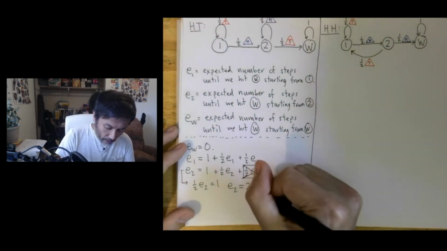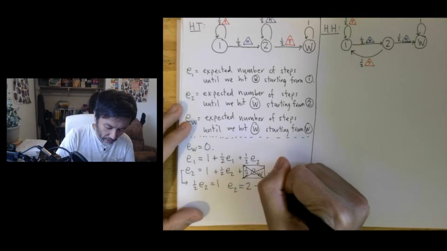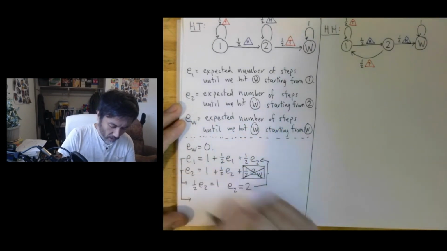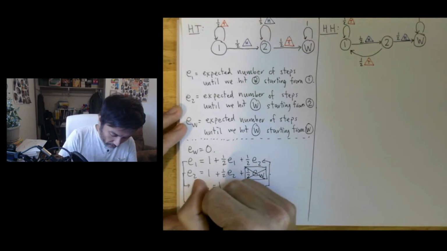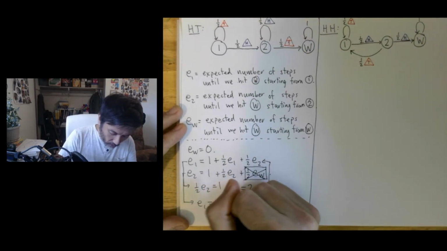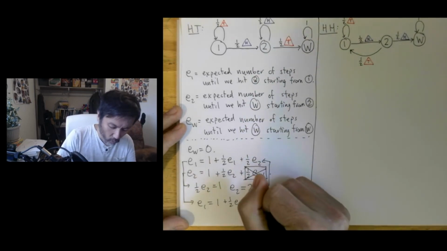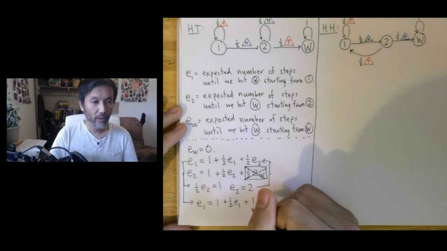Easy to obtain now because we can take this E2 value, we can shove it into this equation, and what we obtain is that E1 is equal to 1 plus 1/2 E1 plus, now 2 times 1/2, that's 1, right? So that's great.